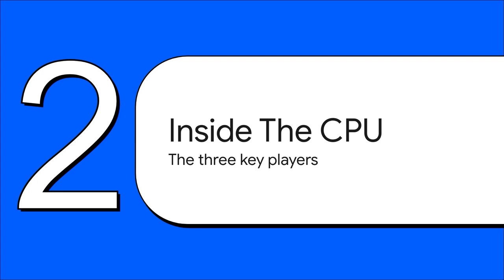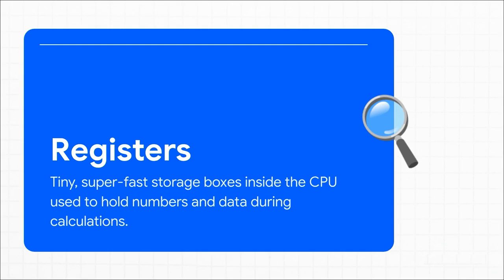So how in the world does the CPU pull off this constant three-step dance? Well, to make it happen, it relies on a super specialized internal team of three critical components. Let's meet them. First up, you have the registers. Now, if RAM is like the computer's main library, think of registers as the sticky notes right there on the CPU's desk. They're these tiny but incredibly, blindingly fast storage spots that hold the exact piece of data the CPU is working with right this second.